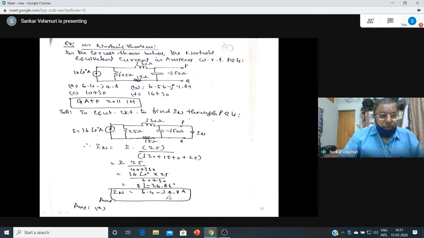is equal to 6.4 minus j 4.8. A is the answer. I hope we are able to follow this.